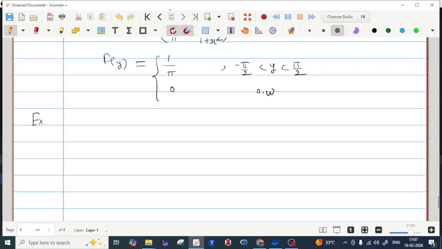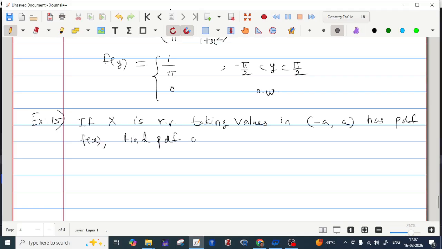Let's solve the next example, which is based on the Jacobian transformation. If capital X is a random variable taking values in minus a to a, and has PDF f(x), the question is to find the PDF of y equals x square and y equals mod x.